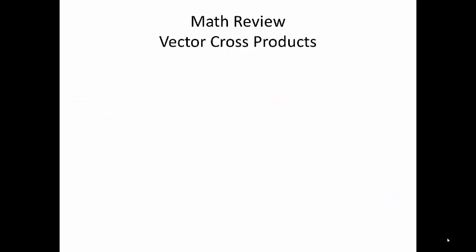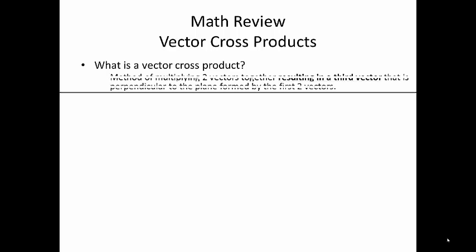In order to solve relative motion analysis problems, we need to understand vector cross products. What is a vector cross product? Well, it's a method of multiplying two vectors together, resulting in a third vector that is perpendicular to the plane formed by the first two vectors.